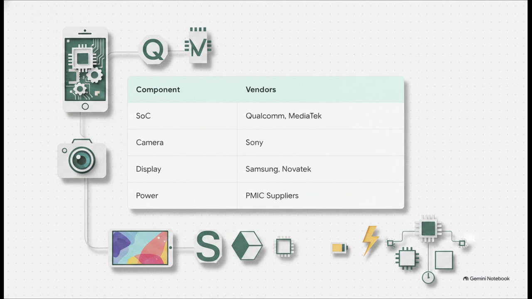For camera imaging pipelines, Sony holds massive influence over the sensors. When it comes to displays, Samsung is an absolute giant in the panels themselves, while companies like Novatech are highly critical for the display driver ICs. And the PMIC suppliers? They're the unsung heroes keeping the power flowing. By mapping the architecture to these vendors, you suddenly see the smartphone not just as a single product, but as an assembled puzzle of global corporate leverage.